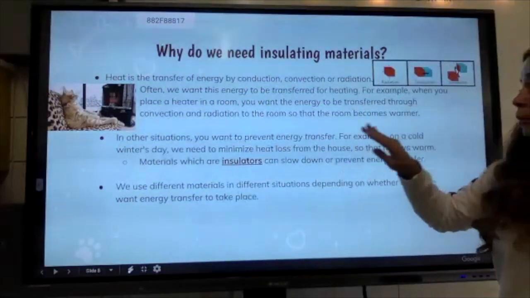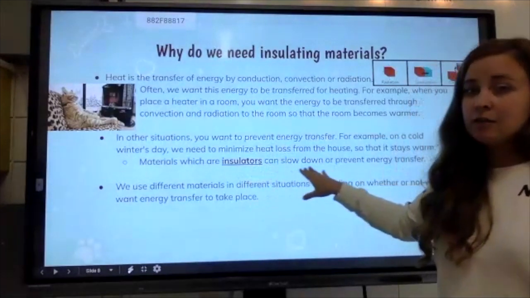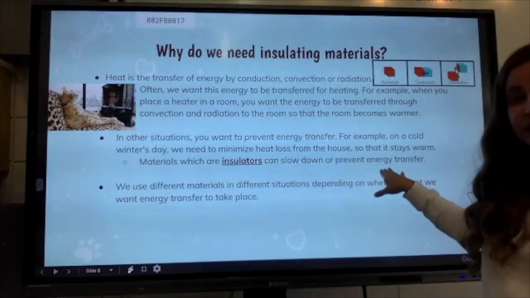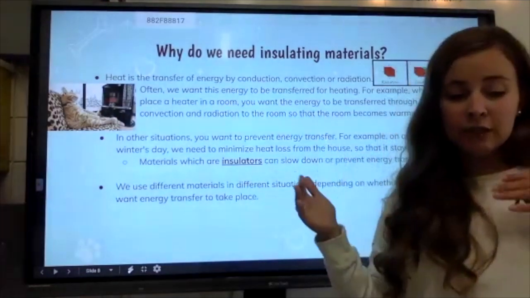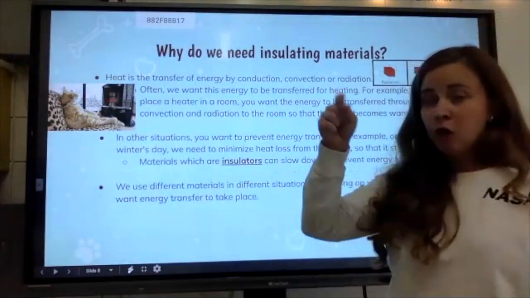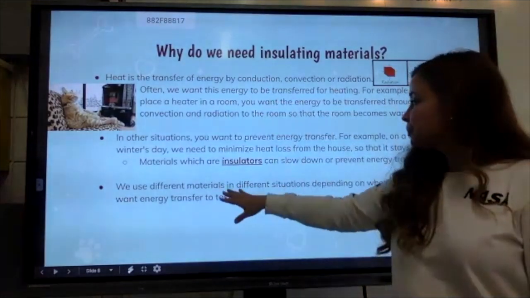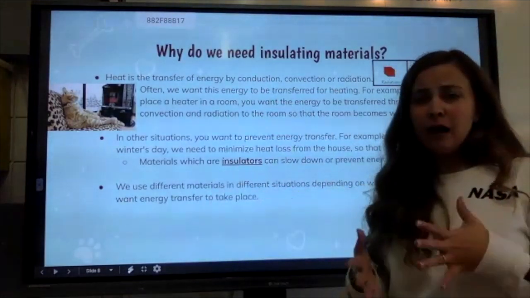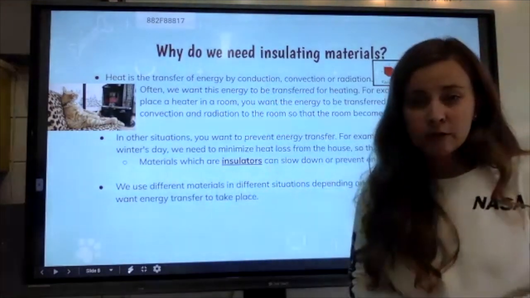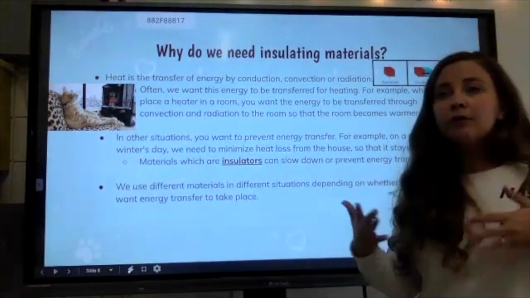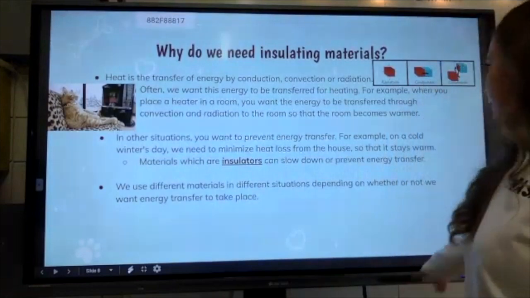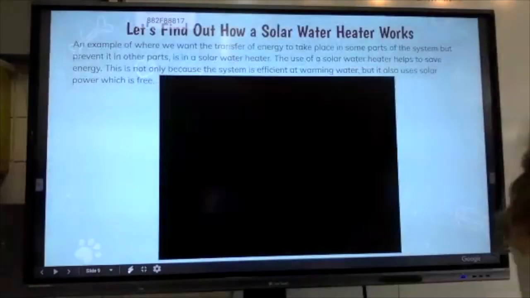Materials which are insulators can slow down or prevent energy transfer. So energy cannot be easily transferred through insulators. We're going to talk about the different materials that we might use in different situations, depending on whether or not we want the energy transfer to take place. And that'll be towards the end of the lesson.